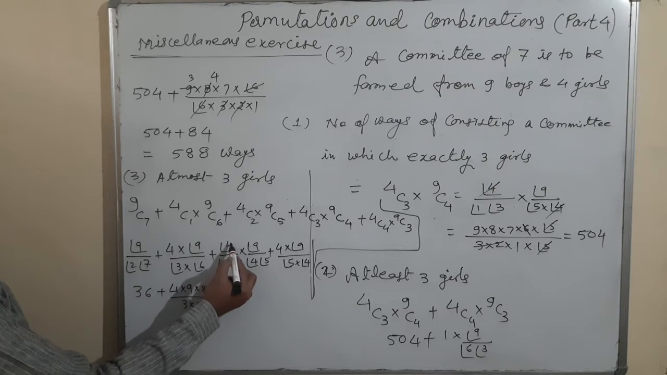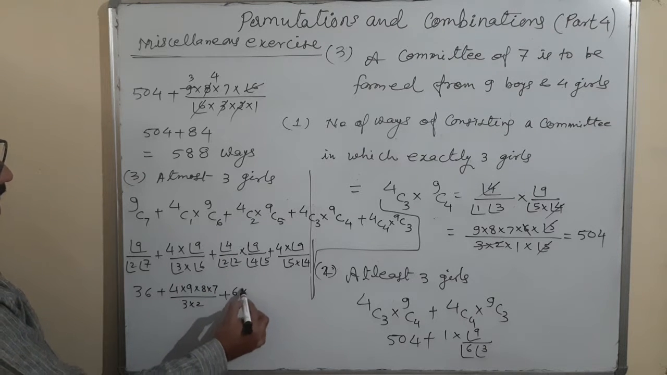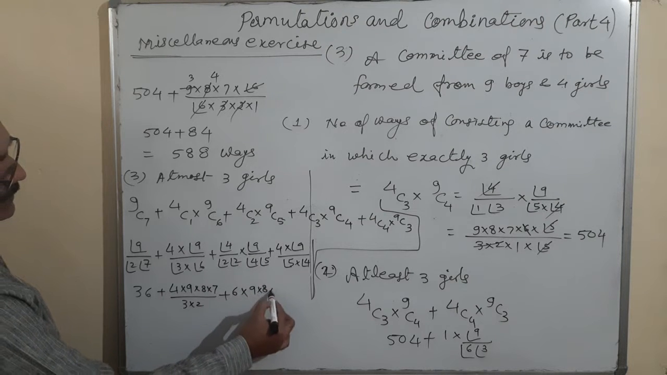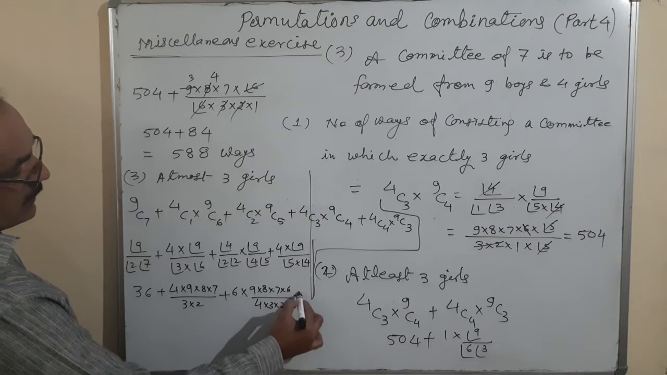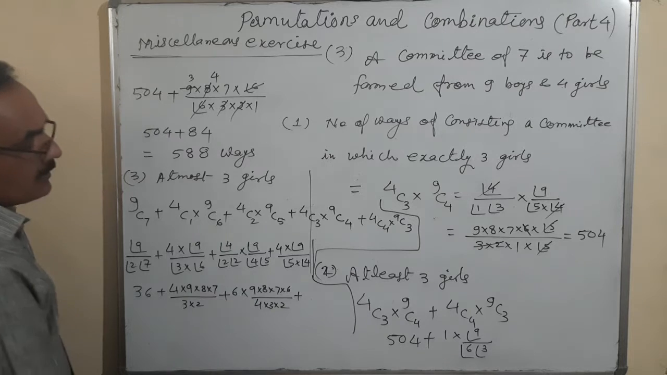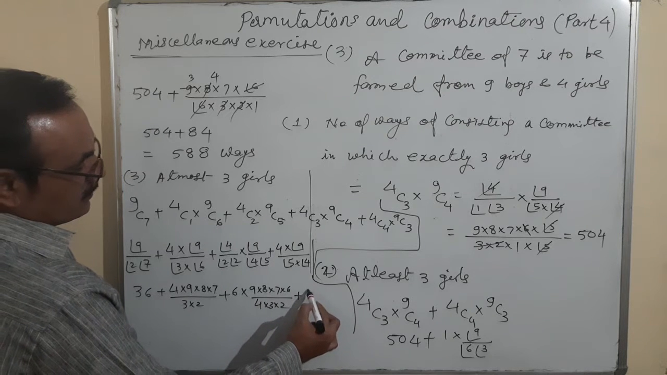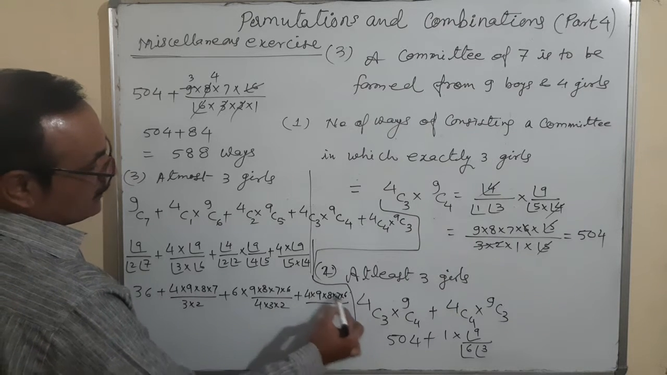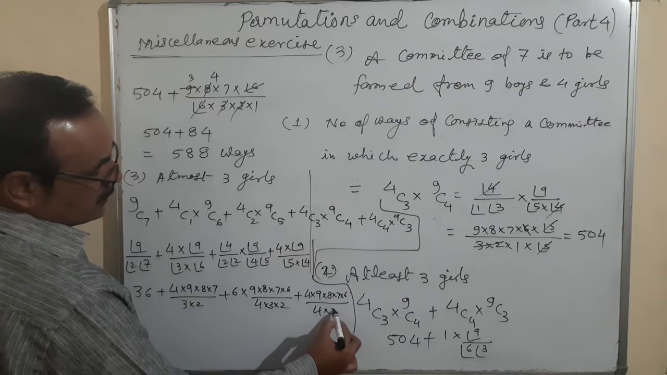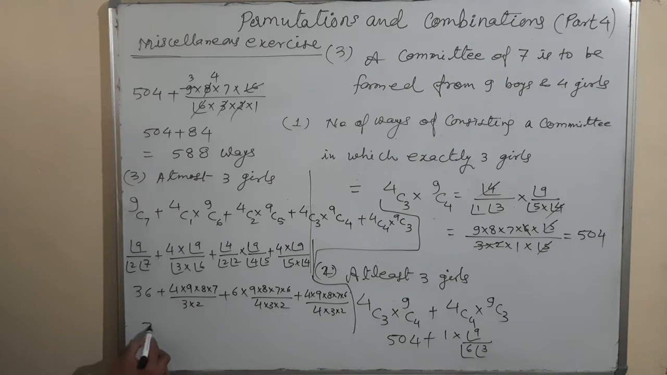plus 4 3 is 12, 4 3 is 12, 1 2 cancel, it is 6, multiplied by 9 into 8 into 7 into 6, 5 cancel, 4 into 3 into 2, and plus this is 4 into 9 into 8 into 7 into 6 and 5 cancel, factorial 4, 4 into 3 into 2 into 1. Okay, so 36 plus what is left here? 3, 2 4s are 8 and 3 3s are 9.